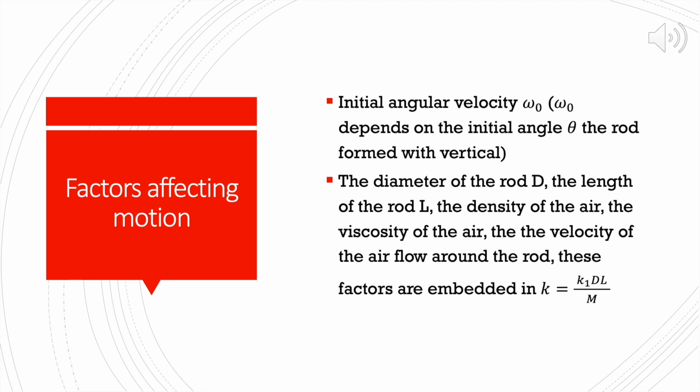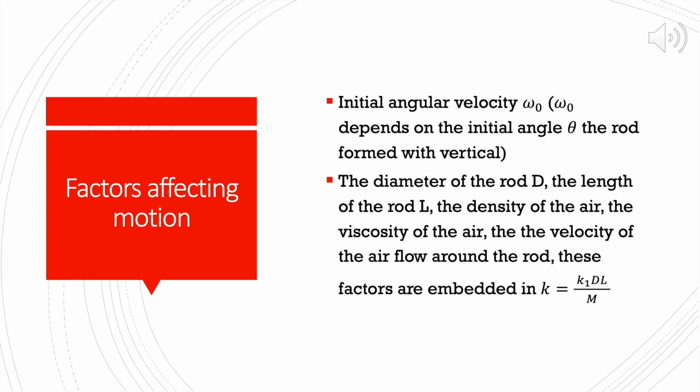The high position can be measured as the vertical angle between the rod and the vertical axis. The higher the position, the larger the vertical angle theta, hence the greater the potential energy and kinetic energy of the pendulum that is used to form the initial angular velocity.